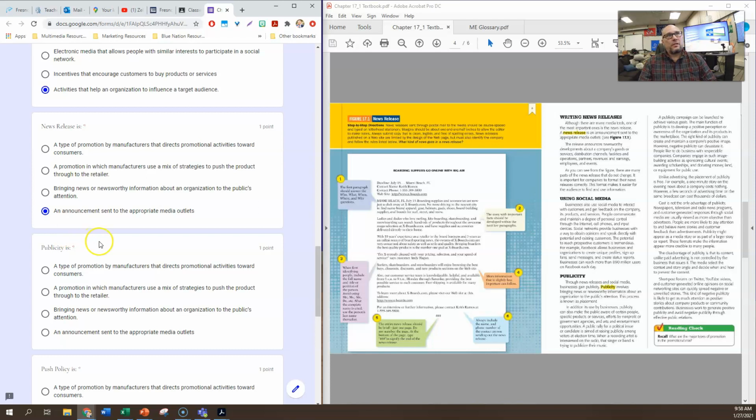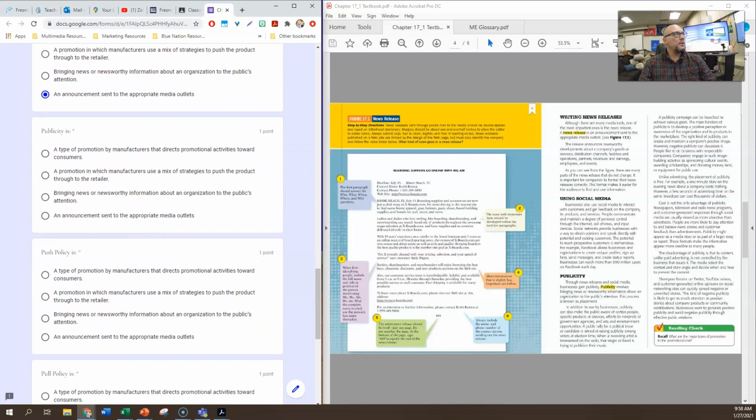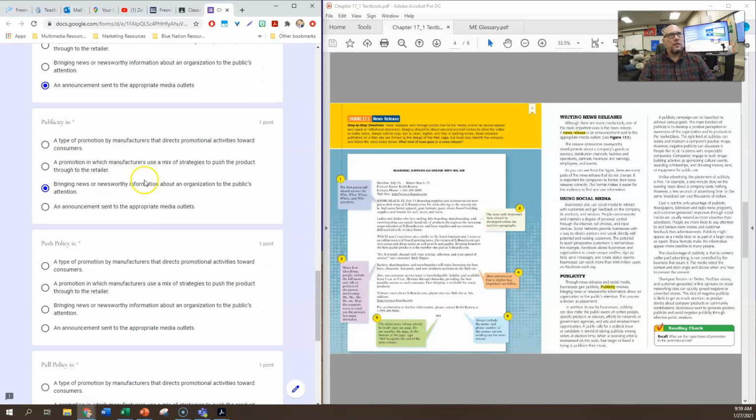That's basically it. It's just an announcement that's sent out to convey information to the public. Okay, so publicity is right here, and it is bringing news or newsworthy information about an organization to the public's attention. So it's tied in with what a news release is.